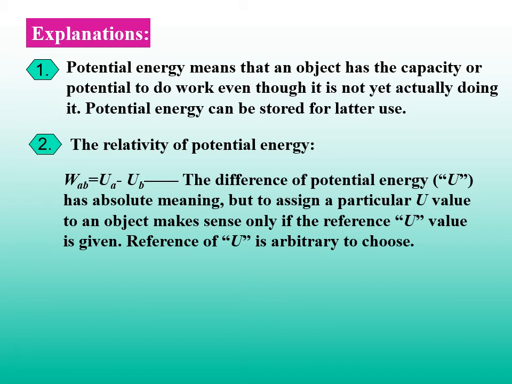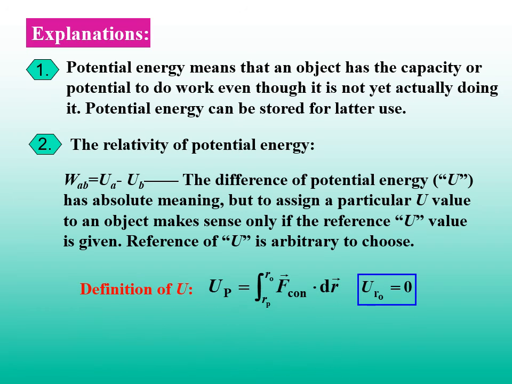Second, potential energy is relative. W_AB equals U_A minus U_B. The difference of potential energy U has absolute meaning, but to assign a particular U value to an object makes sense only if the reference U value is given. The reference of U is arbitrary to choose.